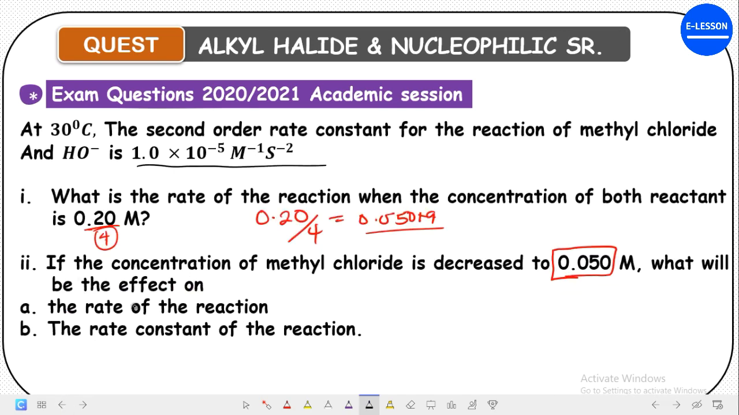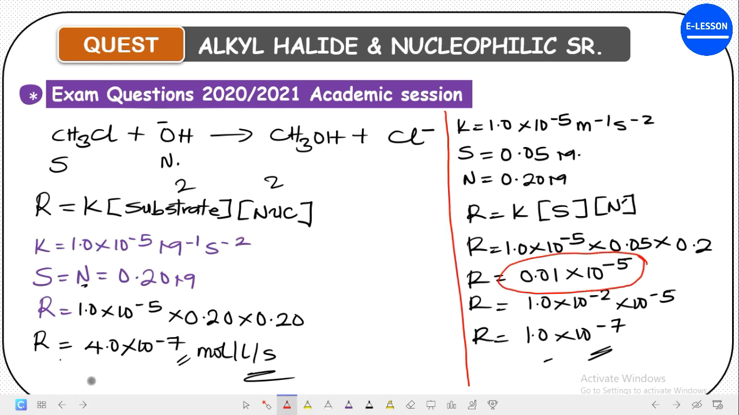Now, you say, what will be the effect on the rate of the reaction? We've discussed the rate of the reaction. It will lead to a decrease in the rate of the reaction by 4, which will now have a rate value of 1.0 times 10 raised to the power of minus 7. You must actually indicate this, you must calculate this, and then show to the lecturer what you are doing.